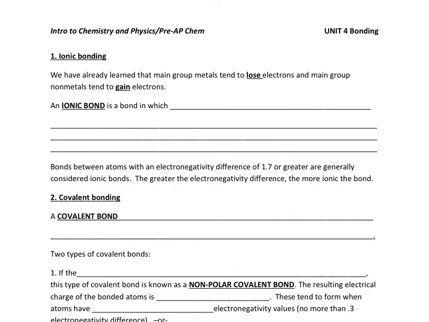So, ionic bonding. We've already learned that the main group metals tend to lose electrons and main group nonmetals tend to gain electrons. And if you remember on the periodic table, we're seeking to be like the noble gases and have 8 valence electrons.